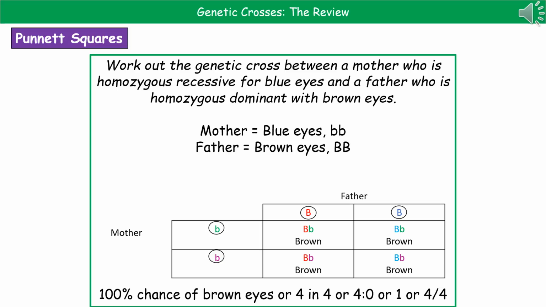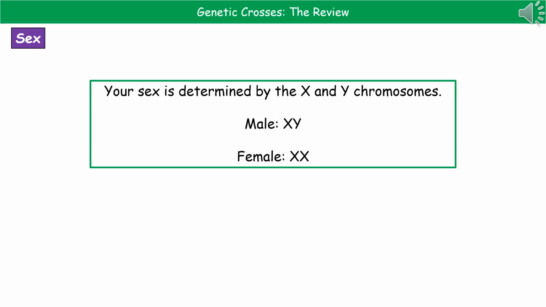You could also write it as 4 in 4 or 4 to 0 or 1 because it's a certainty they'll have brown eyes, or even 4 out of 4. Any of those are acceptable on the exam, so write it the way that you understand best.